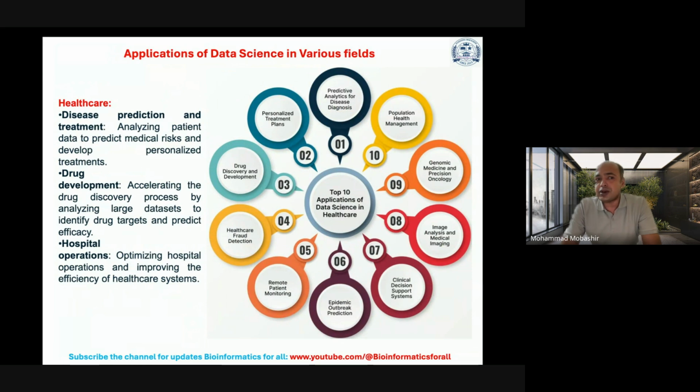In case of disease prediction and treatment, for example, analyzing the patient data to predict medical risks and develop personalized treatments, it is not just one person or one type of person that is needed in this section. There are many different portions where they need specialized people. For example, analyzing patient data needs a person who has some basic knowledge of data analysis and some basic mathematical analysis knowledge, including, of course, the computational coding part and some statistical knowledge.